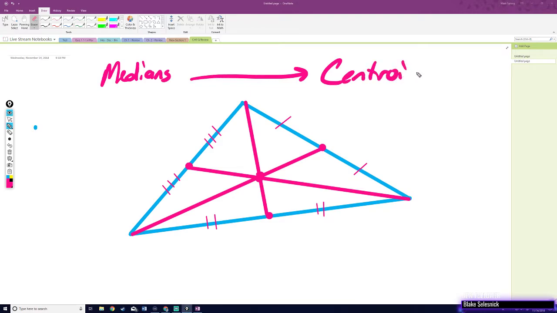So again, this means if you know something's a centroid, you know there are medians. If you see medians intersect, you know it's the centroid. And the centroid falls into the category where the actual median is split up by the centroid. Like the centroid's here. It splits the median into two parts, a small part and a large part. The small part is always half of the large part.